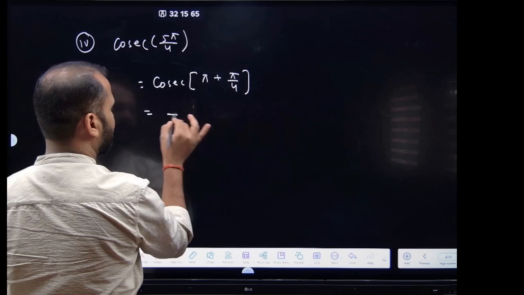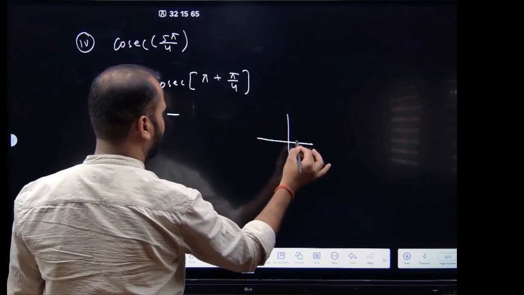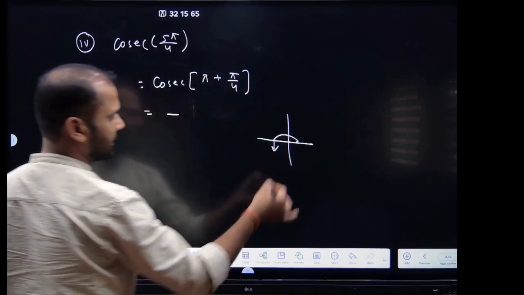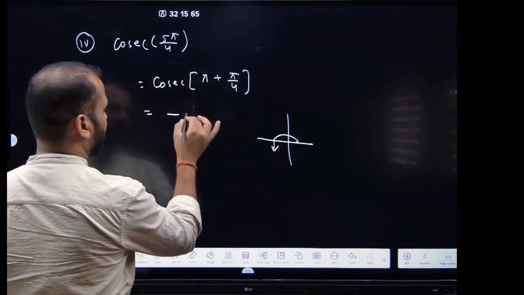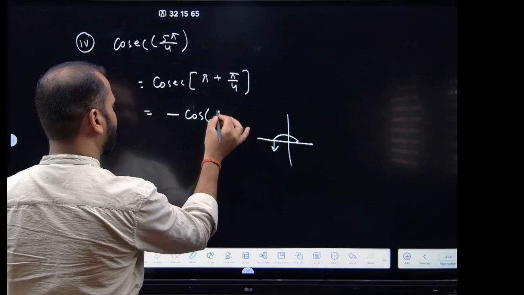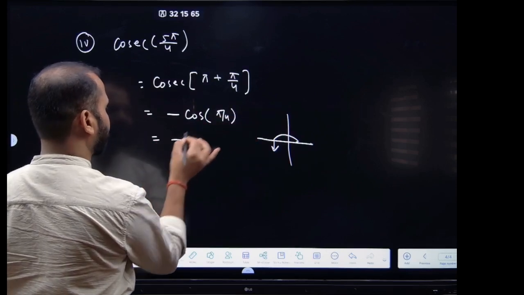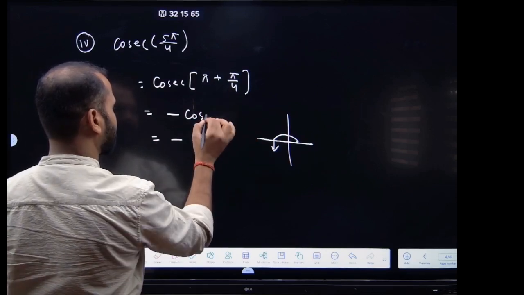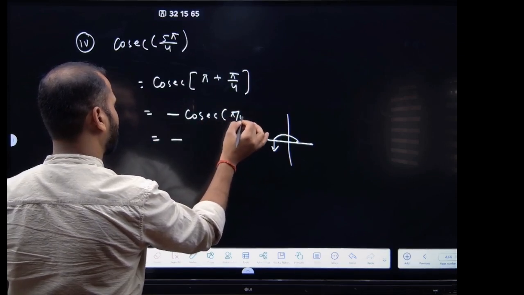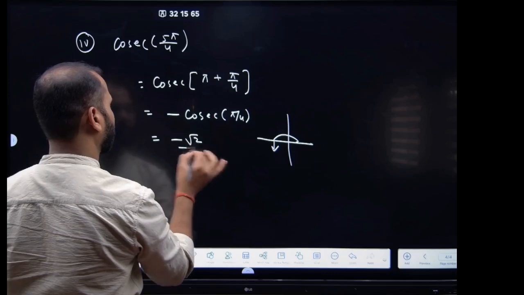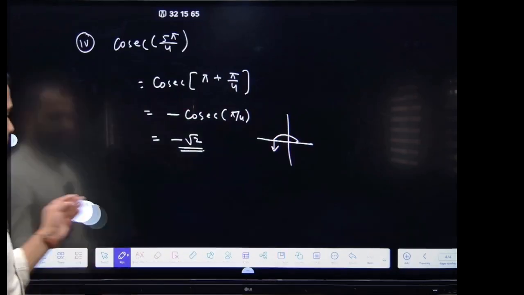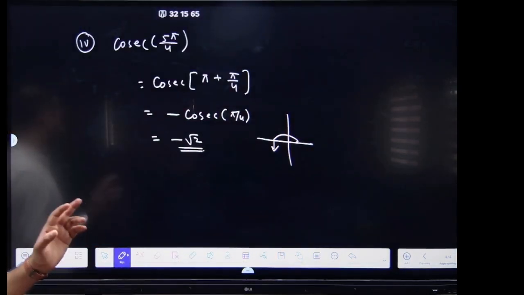In which quadrant is it? Pi means 180 degree. This is pi plus theta, third quadrant, right? In the third quadrant cosecant is negative, and pi by 4 it will be. So what is the answer? Cosecant, not cos, cosecant pi by 4. What is cosecant pi by 4? Root 2. I hope you are getting root 2. Is it clear, understood?